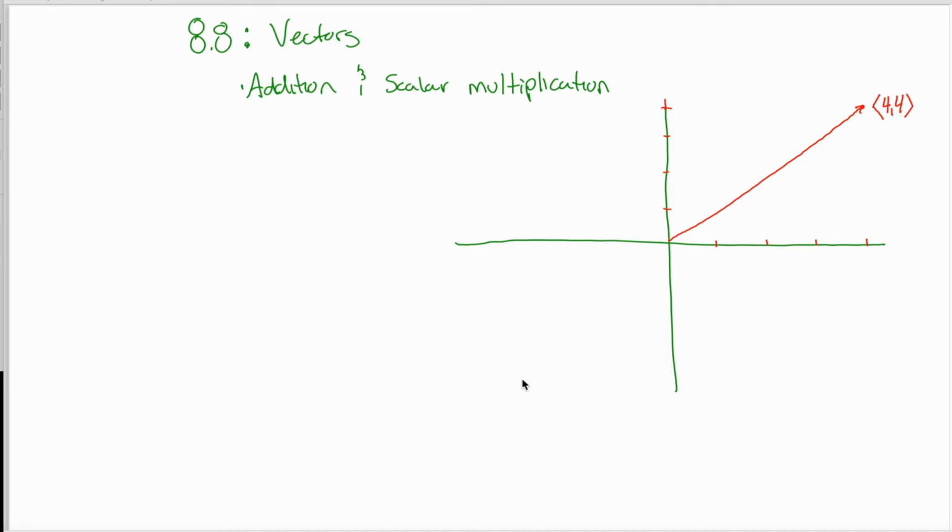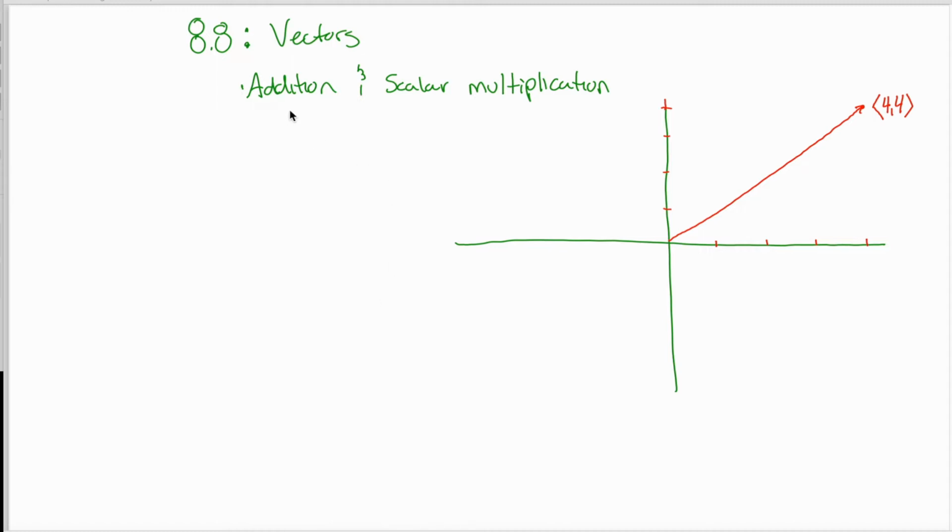So the basic idea here is just like if you had a pair of numbers, you can do operations with them. So like if you had the numbers 3 and 6, you could add them together and get 9, or you could multiply them and get 18. Well, you can also do operations with vectors. And the two most fundamental operations that you do with vectors are addition and scalar multiplication.